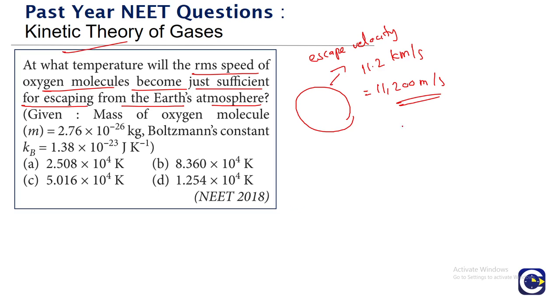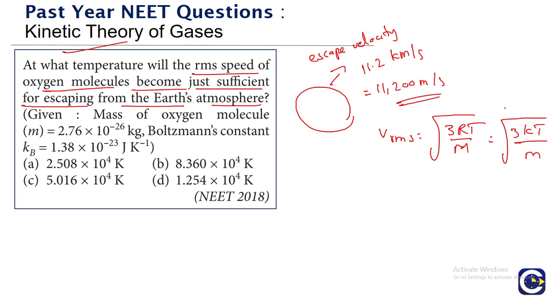What is the RMS speed formula? Vrms will be equal to root 3RT by capital M. Here R is the gas constant per mole and capital M represents the molar mass of the molecule. Otherwise we can also write the formula in terms of the Boltzmann constant: root 3kT by small m. k is the Boltzmann constant, and small m is the mass of one molecule.